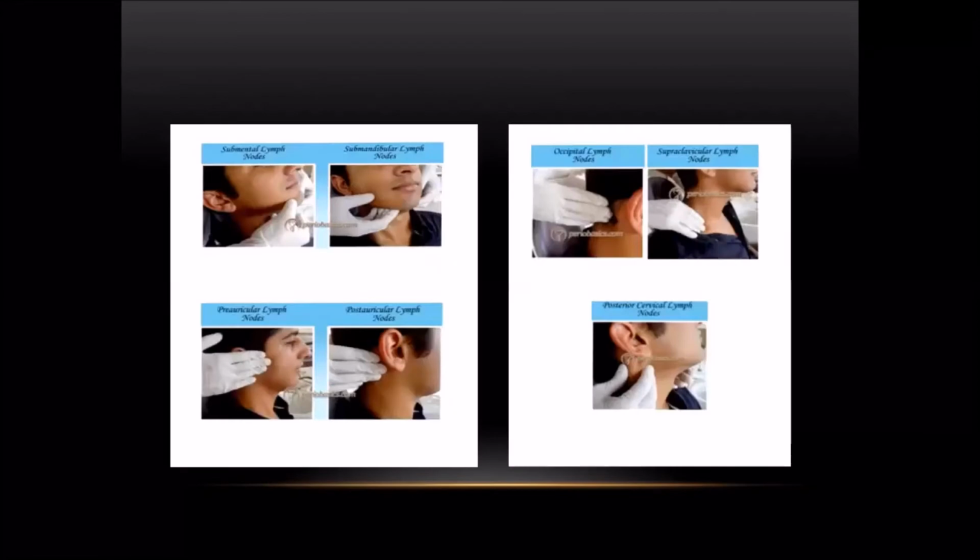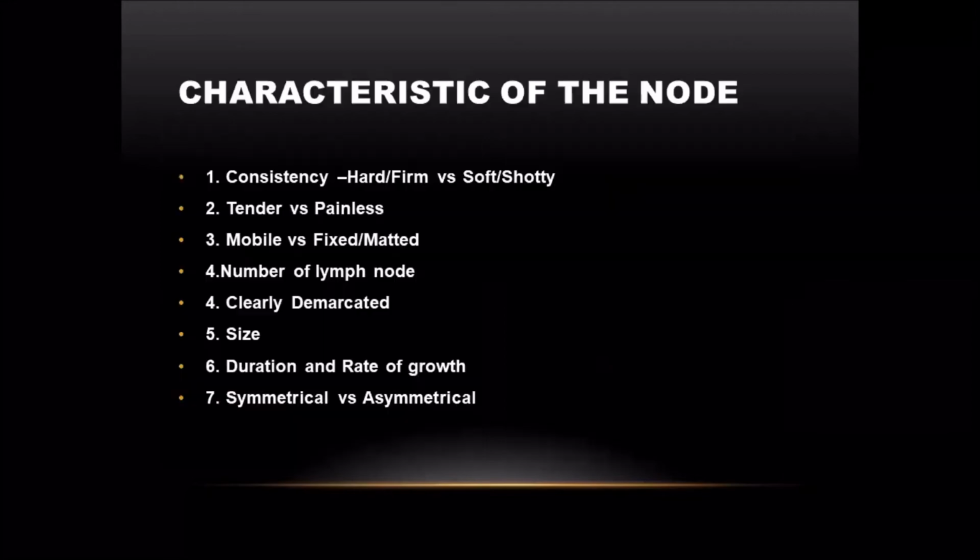In the upcoming images, in the top left, we can see the examination of the submental group of lymph nodes, submandibular, preauricular, and postauricular groups of lymph nodes, in which the examiner is standing behind the patient and examining. And the occipital, supraclavicular and posterior cervical lymph nodes are in this image. It is shown that the examiner is standing behind, but it can be examined from the front side by standing in front of the patient.